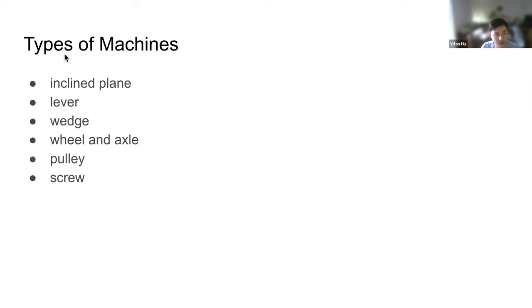Okay, so now types of machines. There are six types of machines: the inclined plane, lever, wedge, wheel and axle, pulleys, and screws.